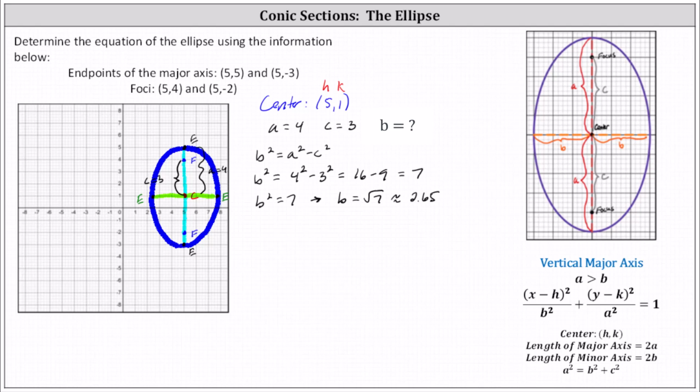And now let's write the equation of the ellipse. To begin, we have the square of (x minus h), which is the square of (x minus 5), divided by b squared, and b squared equals 7, plus the square of (y minus k), which is the square of (y minus 1), divided by a squared, where a equals 4, and therefore a squared equals 16, equals 1. This is the equation for the given ellipse.